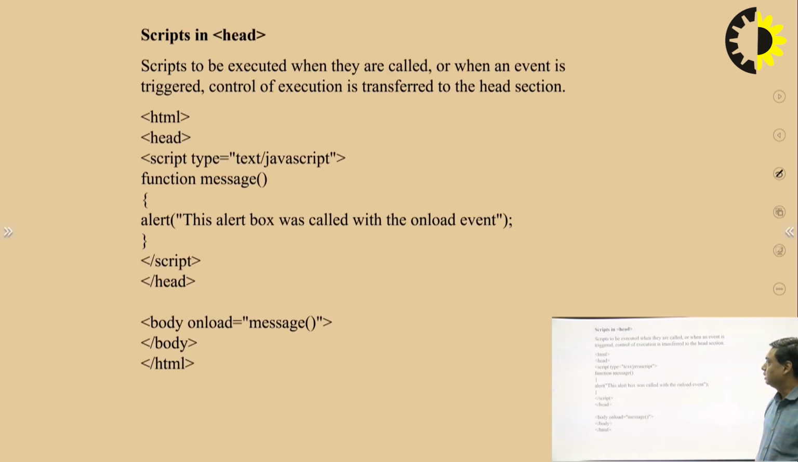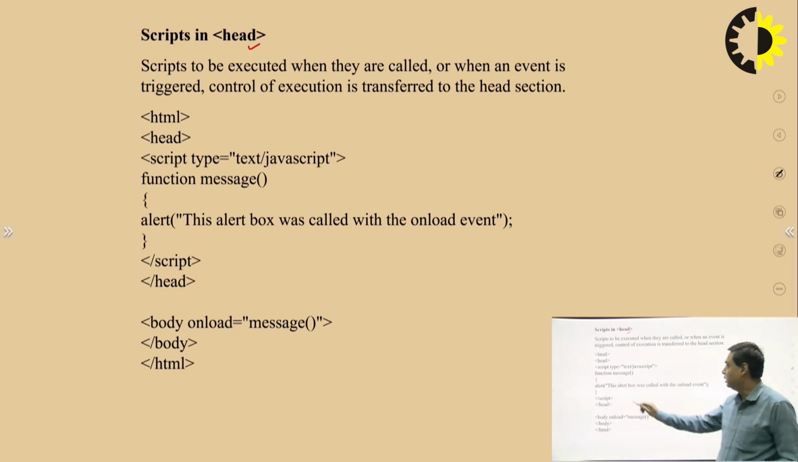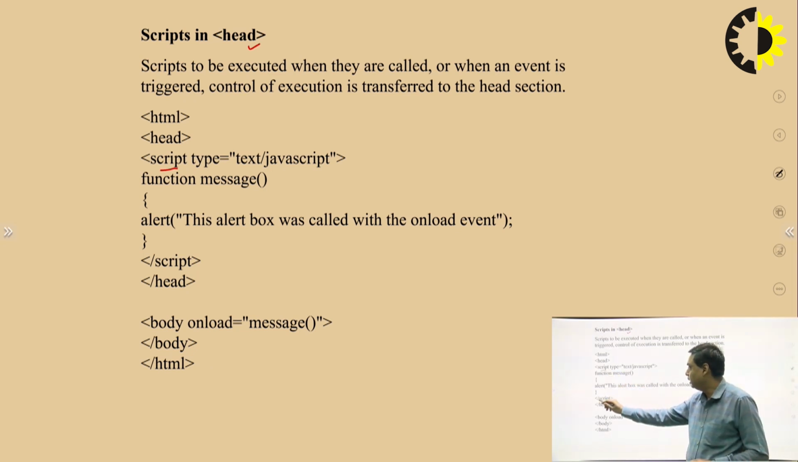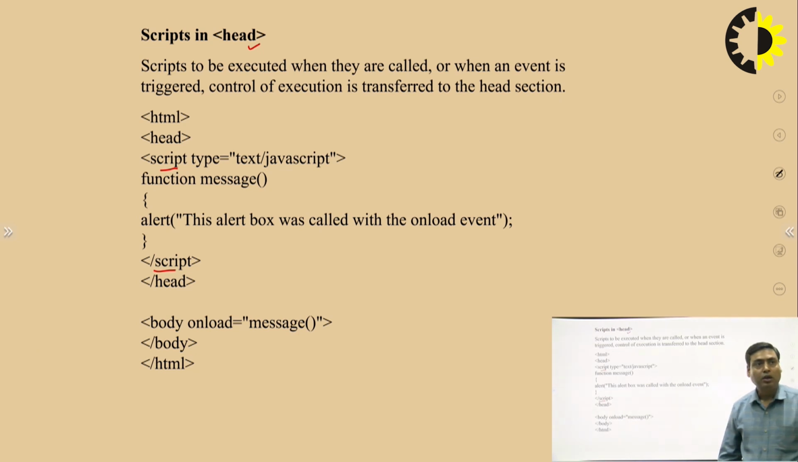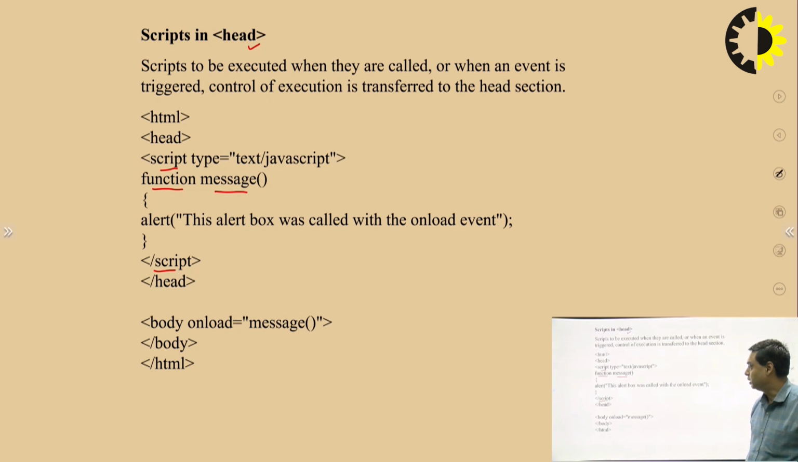Now, this is an example of the second approach. We are putting the JavaScript in the head section. You can see it is a script tag to write any JavaScript here. First we have to create a function in the JavaScript. The name of the function is message, and function is the keyword given by JavaScript to define a function.